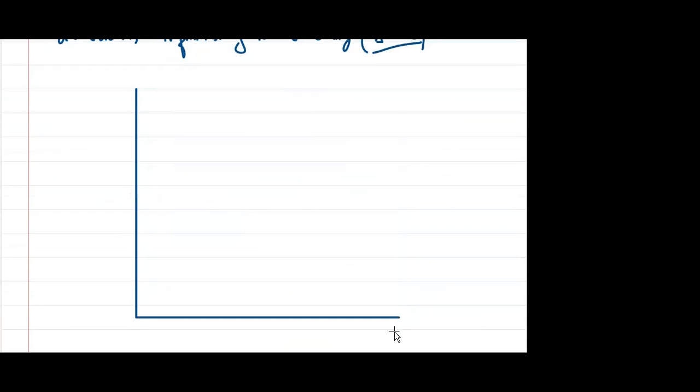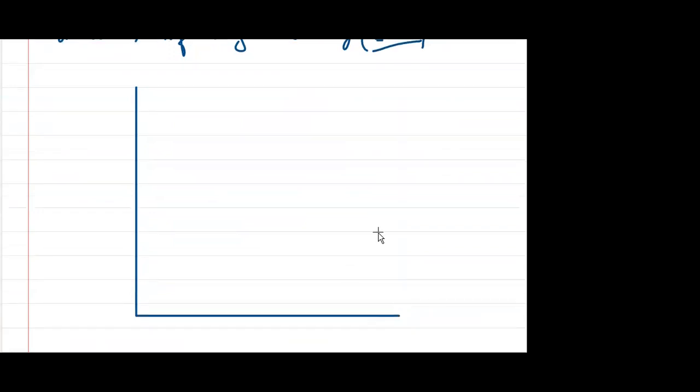Okay, so let us take one graph. I have made a bigger graph so that you have better clarity on what is given. Suppose this is t and this is x, and suppose I'm having a function x is equal to t square. X is equal to t square, right?